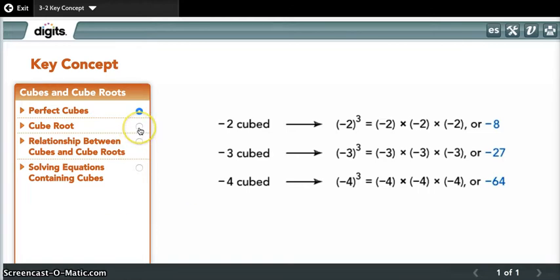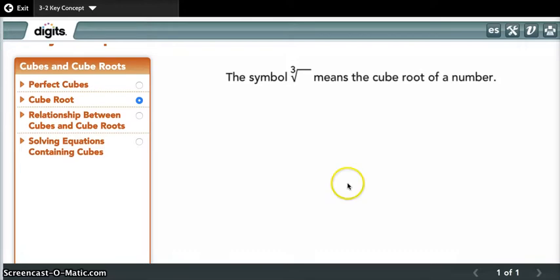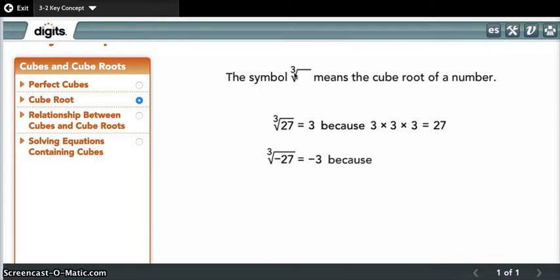Now let's go ahead and talk about cube roots. The cube root symbol means the cube root of a number. You write the little 3 on it. The cube root of 27 equals 3 because 3 times 3 times 3 equals 27. Unlike square roots, cube roots may be negative. The cube root of negative 27 equals negative 3 because negative 3 times negative 3 times negative 3 equals negative 27.